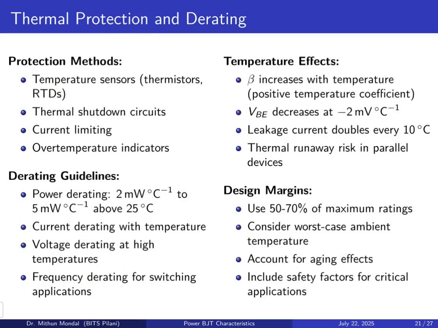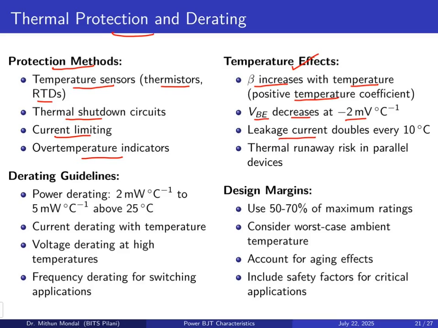Thermal protection and derating: you can accomplish the protection methods using temperature sensors in the form of thermistors or RTDs. You also have to incorporate thermal shutdown circuits, do current limiting, and have over temperature indicators. There are temperature effects: beta will increase with temperature, so that is a positive temperature coefficient. The base to emitter voltage will decrease at about minus 2 millivolt per degree centigrade.